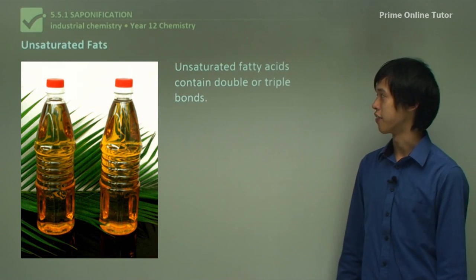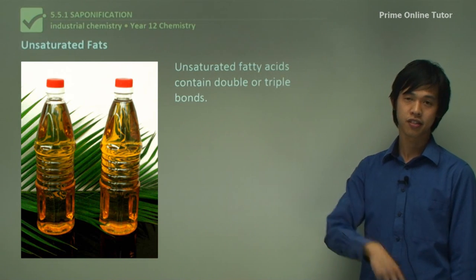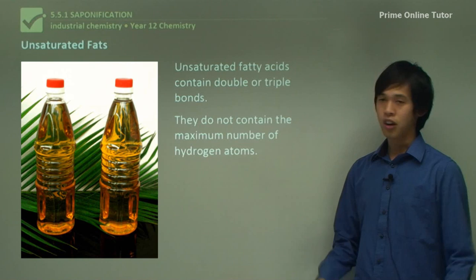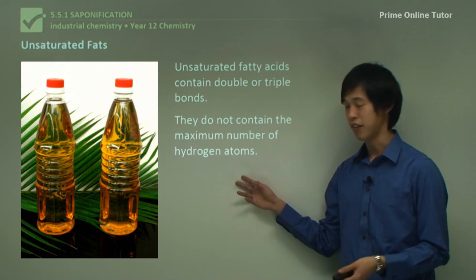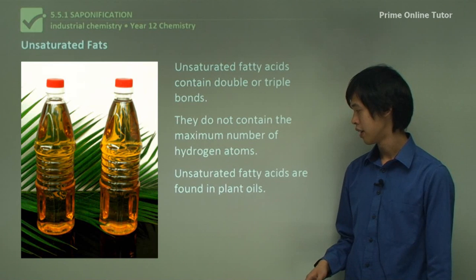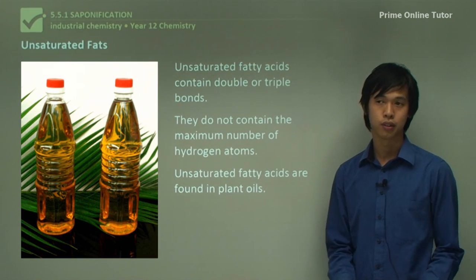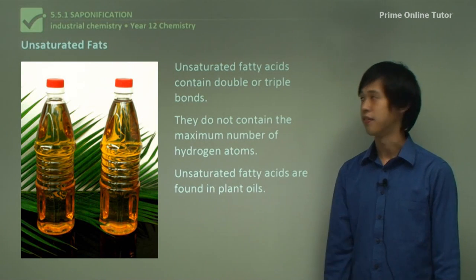There's unsaturated fats as well, and these contain double or triple bonds, similar to saturated and unsaturated hydrocarbons. Obviously, because of the double bond, they contain fewer than the maximum number of hydrogen atoms. And they're usually plant oils, like vegetable oil, palm oil or coconut oil. These are unsaturated fatty acids.